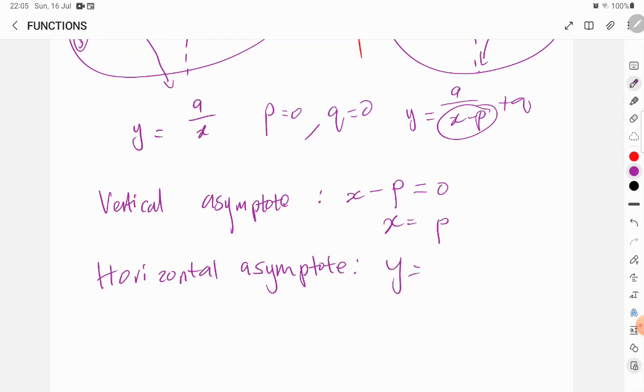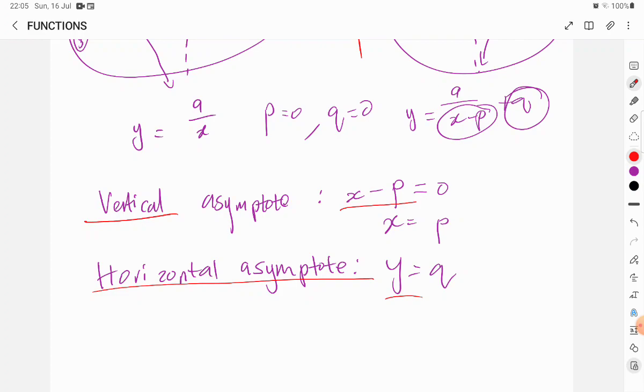It's just y is equal to the value of q. So just q. Whatever q is, that becomes your horizontal asymptote. Now, one thing I'm going to caution you about: vertical is x, horizontal is y. Don't make the mistake of swapping the two. That's just perfect.